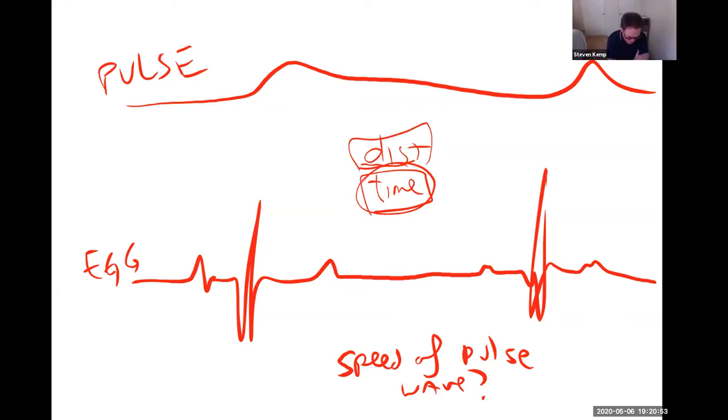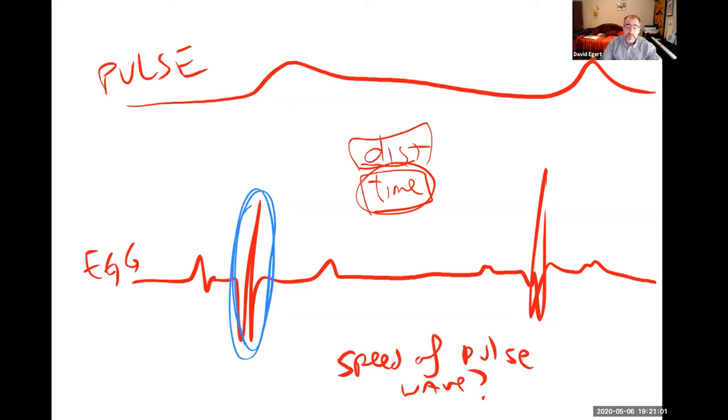We measured from the tip of the QRS complex to the peak of the pulse. Right, so we assumed that QRS is where the ventricles are contracting. That's generating that impulse, the beginning of the pulse wave. Then when we saw the finger swell up, we said, aha, that's when it's arrived at the finger. And then we could look at this time difference: heart generating the beginning of the pulse wave, pulse wave arriving at the finger, how long did that take? We got a time for that.